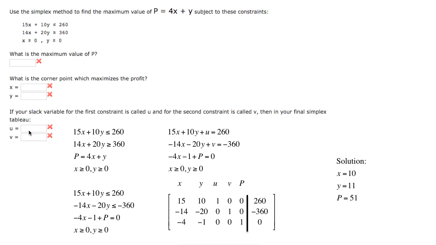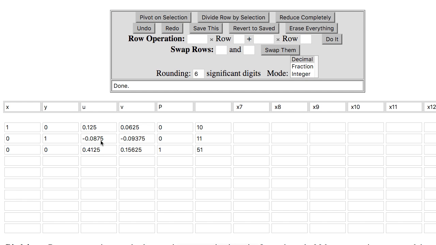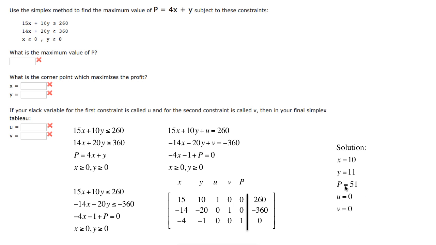That requires us to go back and look at our final simplex tableau. In our final tableau, the U column and the V column were not in unit form. It's the x column, the y column, and the p column that are in unit form. So these variables get set to 0, U equals 0 and V equals 0. So our final simplex tableau also gives us the value of the slack variables, U equals 0 and V equals 0. So that provides our answers for the two final blanks.